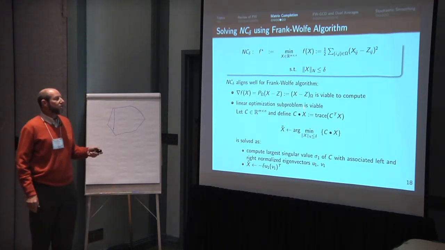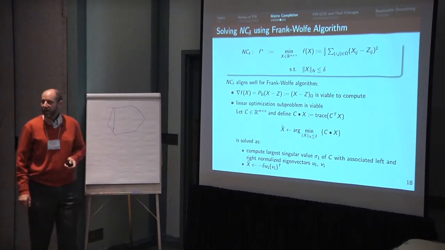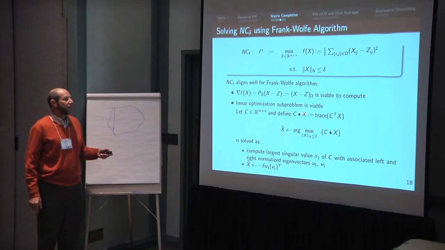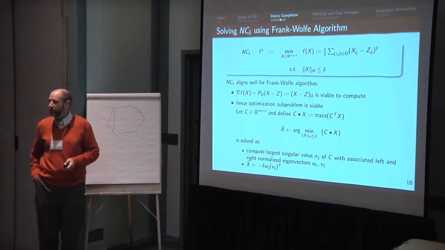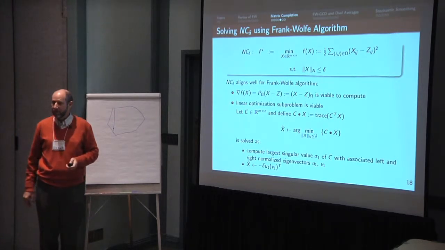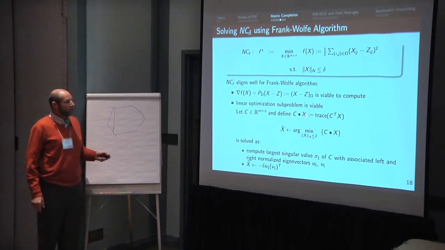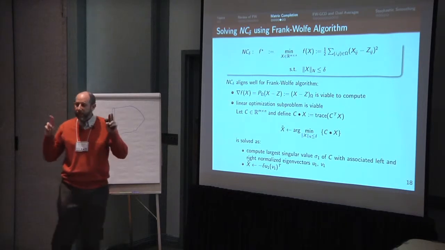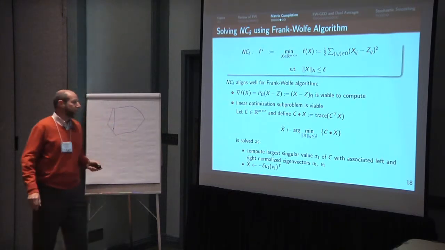Furthermore, the linear optimization subproblem here is viable. So you give me any matrix C, I'll define C dot X to be the trace of C transpose X. This is just basically the inner product of two matrices. All right? And then if I want to solve the optimization problem, minimize a linear function of X over the nuclear norm ball, that's, quote, very easy, okay, in the following sense.